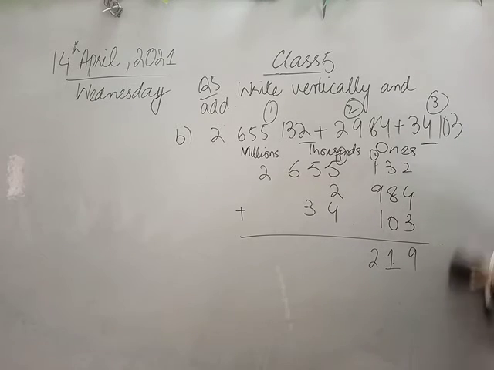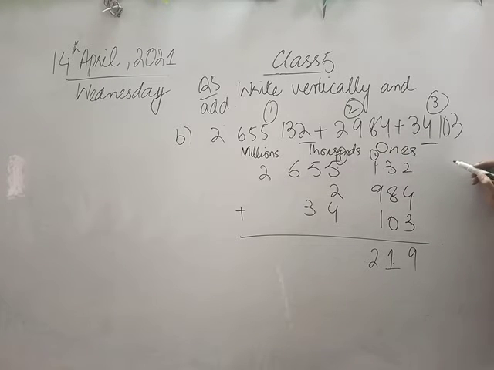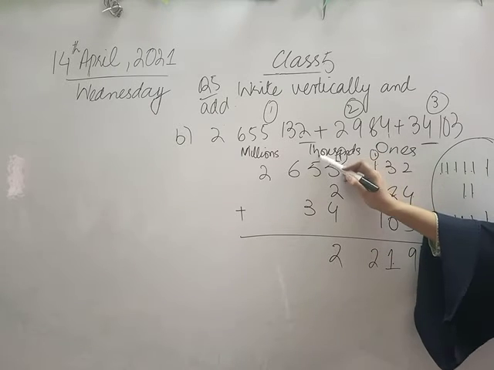Now 5 plus 1 is 6. 1, 2, 3, 4, 5, 6. 2 for middle and 4 for lower. So in total I have 1, 2, 3, 4, 5, 6, 7, 8, 9, 10, 11, 12. I have 2-digit number. So I will write 2 below and 1 as a carry.